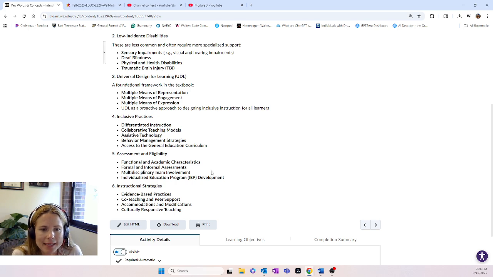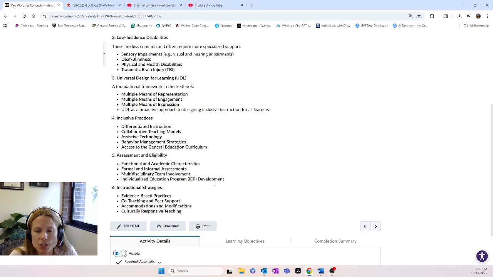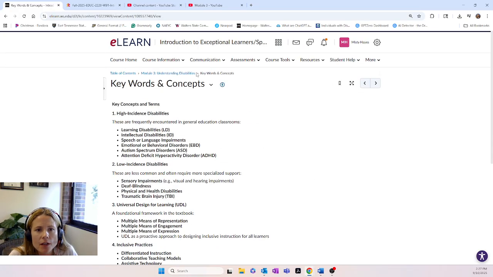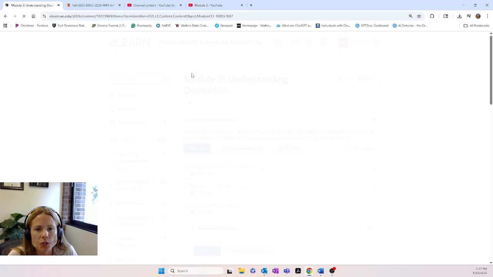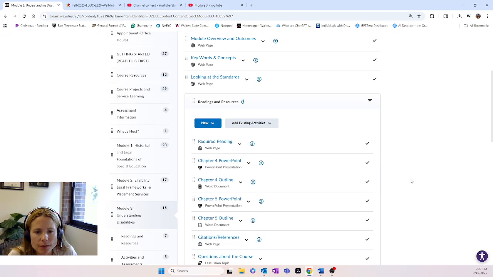And then lastly, we look at instructional strategies, right? So, what are those instructional strategies that are supported for that student, regardless if this is common or less common? So, evidence-based strategies, co-teaching and peer support, accommodations and modifications, and then those culturally responsive teaching strategies as well. So, those are really the main concepts you're going to be taking away from this module.